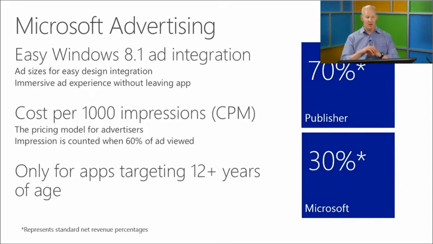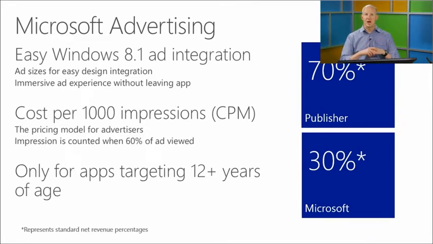Microsoft Advertising for Windows 8.1. There are ad sizes that match up really, really well to screen sizes for Windows 8.1 apps. So regardless of whether your app's running full screen or in a windowing mode, you can find an ad size that works for you. The revenue for the advertisements is in cost per 1,000 impressions, or CPM. That's just the pricing model that the advertising world uses. And the impression is actually counted when 60% of the ad is shown, not clicked on, but just shown, and that's when you would get credit for that particular impression.